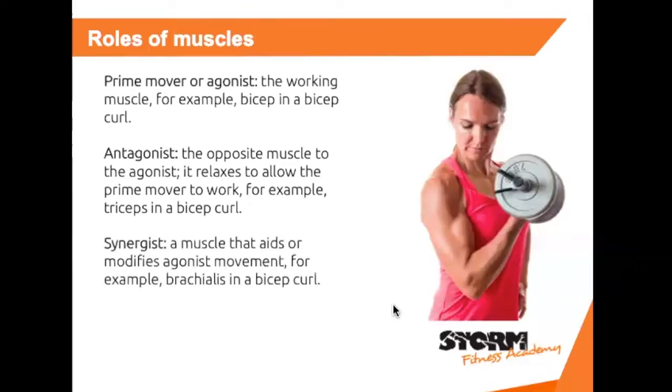And then we've got synergists. Synergists are muscles that aid or modify the agonist movement. For example, in the bicep curl, there's also a small muscle within the arm called the brachialis, and that assists with the bicep curl. When we do a bench press, our triceps assist with that, don't they? So it's not just our pecs that work, our triceps work as well, and the anterior deltoids.